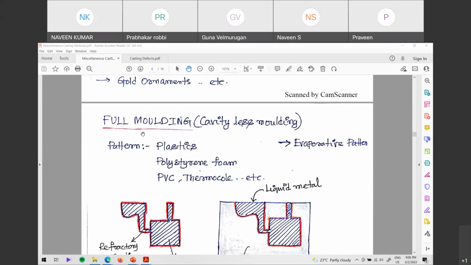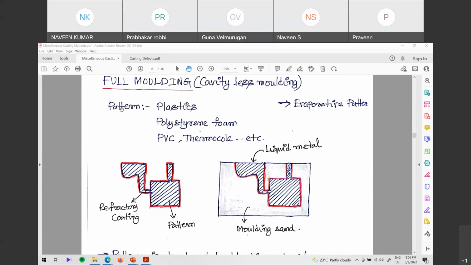First, we'll discuss. In full molding, we have the patterns as plastics. By now, you'll be understanding. Here, we are not forming any cavities. We are directly pouring the liquid metal onto the pattern itself. That is the reason why it is called cavityless molding. We are not creating any cavity. And this pattern is an evaporative pattern.